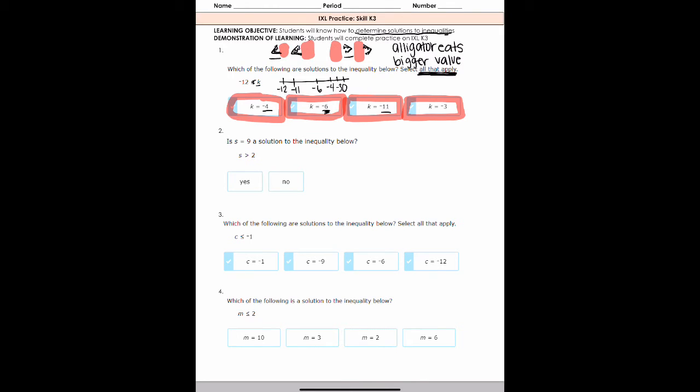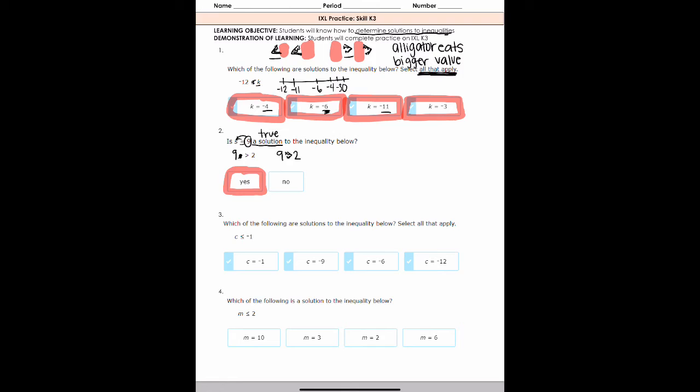Number 2 says, is S equals 9 a solution? So that means it is going to be true. So since 9 is equal to S, instead of S here, I'm going to replace it with 9. So is 9 bigger than 2? Because we're eating the 9? Yes, 9 is bigger than 2.